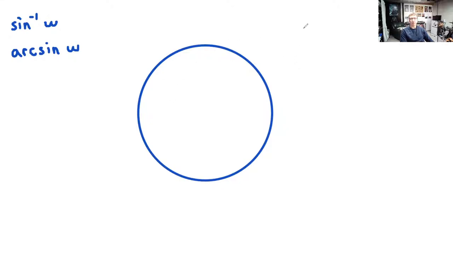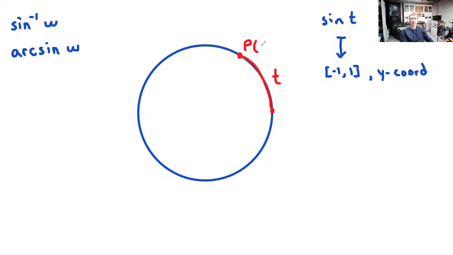So sine, if you remember, takes an arc length or an angle, and it maps it to, what does it map to? It maps it to a number in negative 1 to 1. Specifically, it takes it to the y coordinate of the terminal point for that angle. So if we start here, we pick some arc length t, and we look at this terminal point p, the sine function tells us this y value. And since we're working on the unit circle, the y value has a maximum right up here of 1. It has a minimum right down here of negative 1.